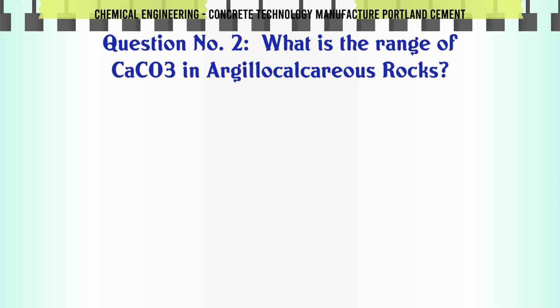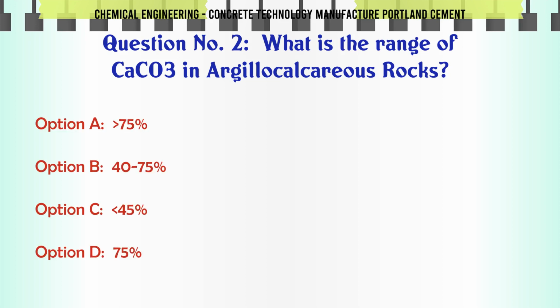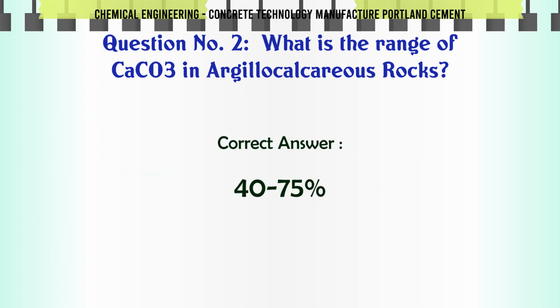What is the range of CaCO3 in argillo calcareous rocks? A. 75. B. 40-75. C. 45. D. 75. The correct answer is 40-75.